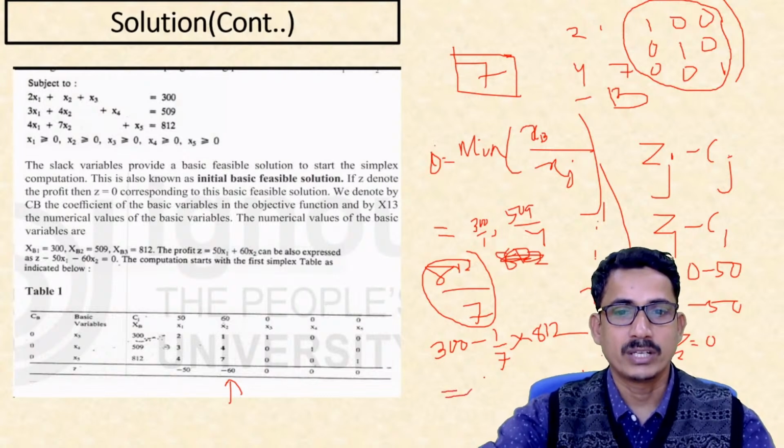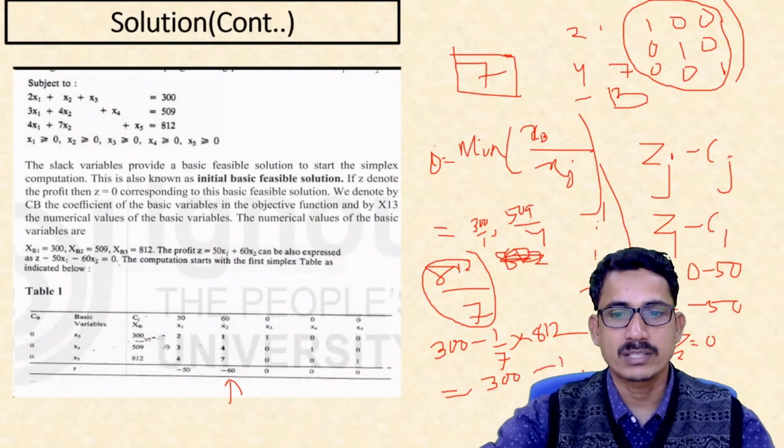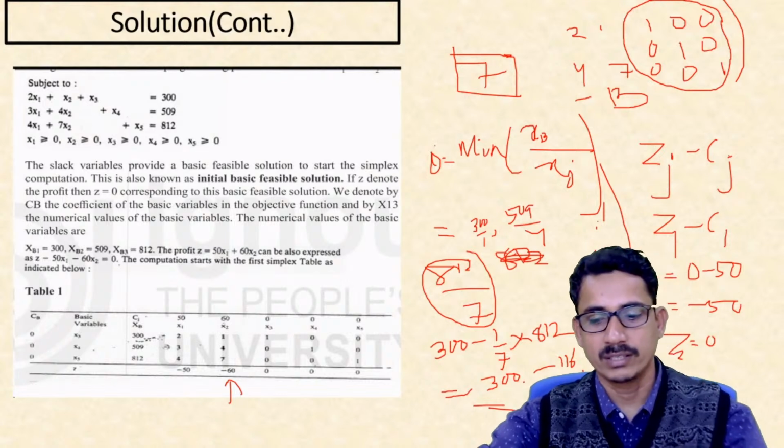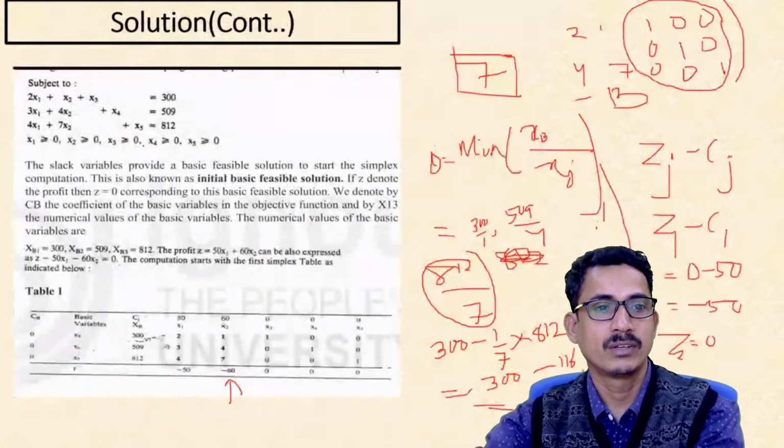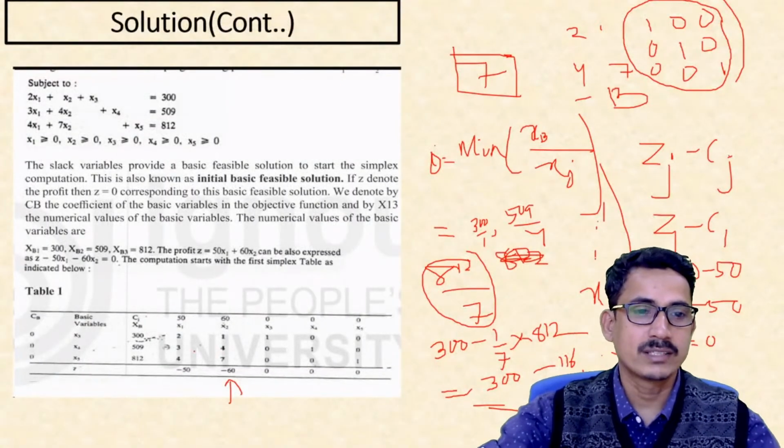Okay. So 812, this is what? 300 minus 812 by 7 is what? Now 116, which is 184. Check that out. 184 is written. Or there is another way you can do it like this.